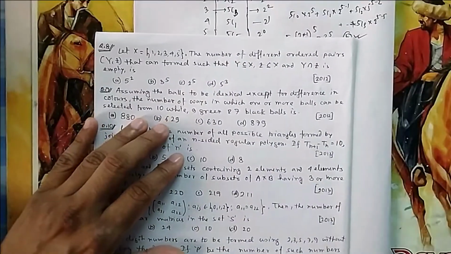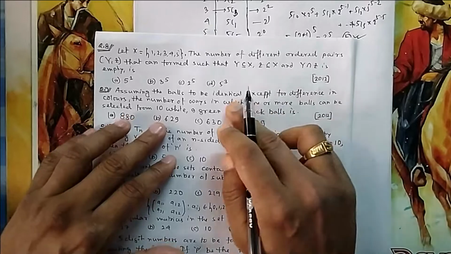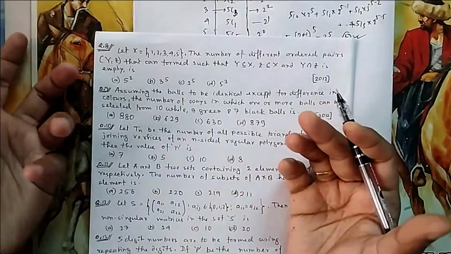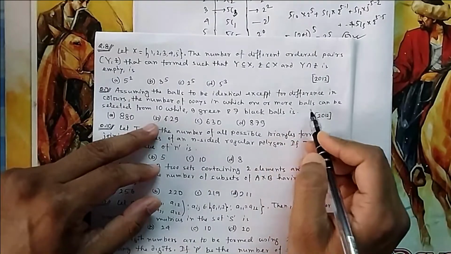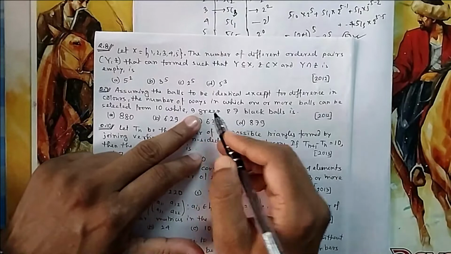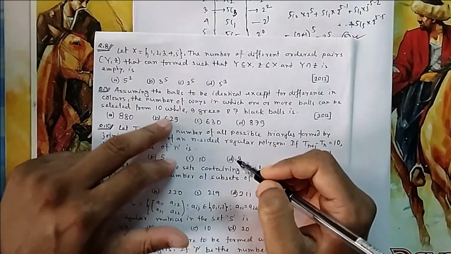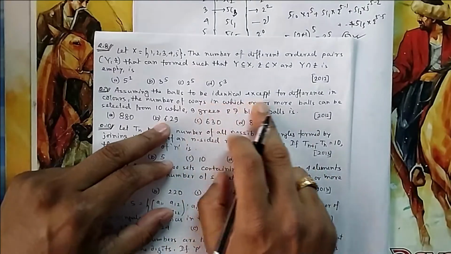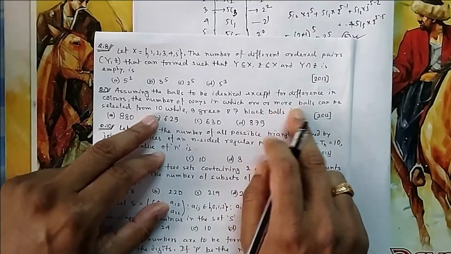Now this one is assuming the balls to be identical except for the difference of color. So if there is a difference of color, then it is different. Otherwise it is the same. From 10 white, all these white balls are identical. All these 9s are identical. All these 7s are identical. So you have 3 sets of identical balls, out of which you need to select one or more, at least one. So that is your article.